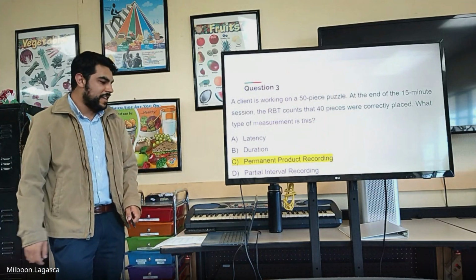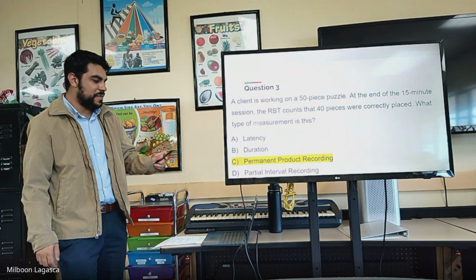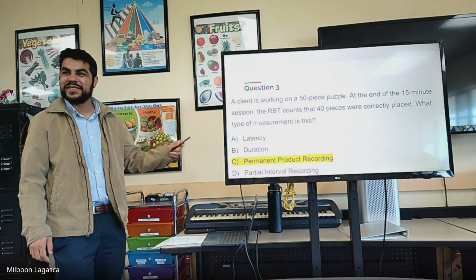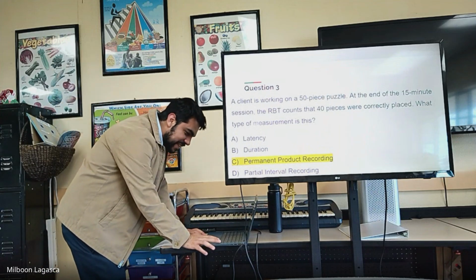Now that I think about it, 15 minutes may be just about the time that it might take Kiara to do a 50-piece puzzle. She's gotten very good at those.